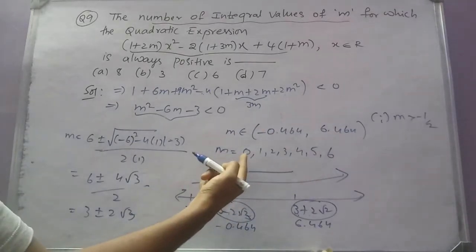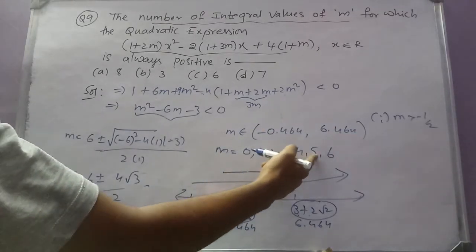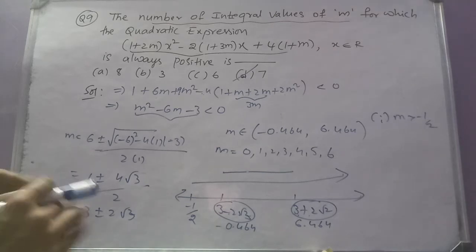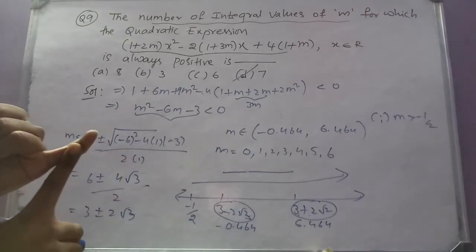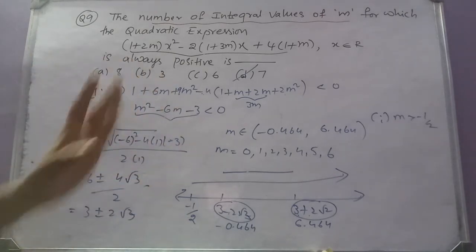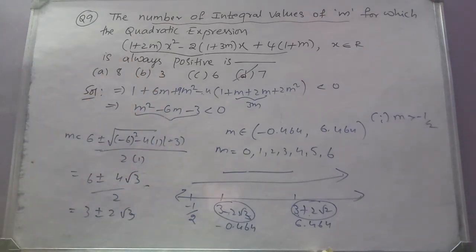So how many integral values? 1, 2, 3, 4, 5, 6, 7. The answer is option D. Right? So the concept is very easy. You are supposed to take a greater than 0 and you should take delta less than 0. Solve these two inequalities, you'll get your answer. We'll go to the next question.